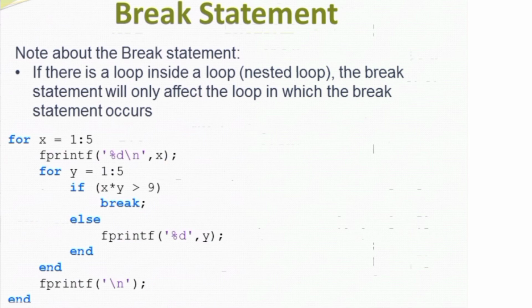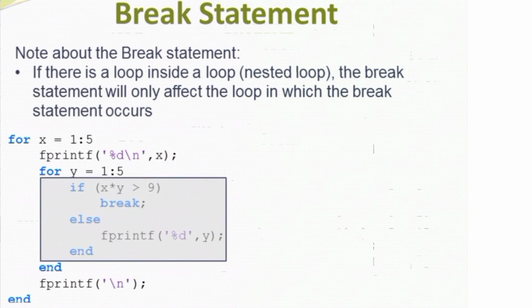As an example, here we have nested for loops going through and doing something. You can see that inside the inner for loop, we have a break inside that if structure. So if the value of x times y, which is the value of the outer control variable times the inner control variable, is greater than 9, then we break. This break statement is included in the code for the inner for loop.